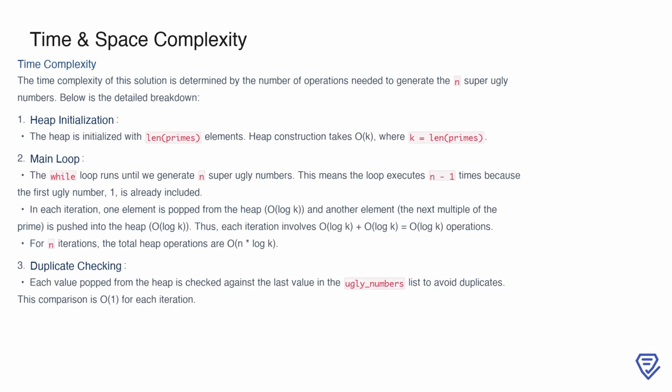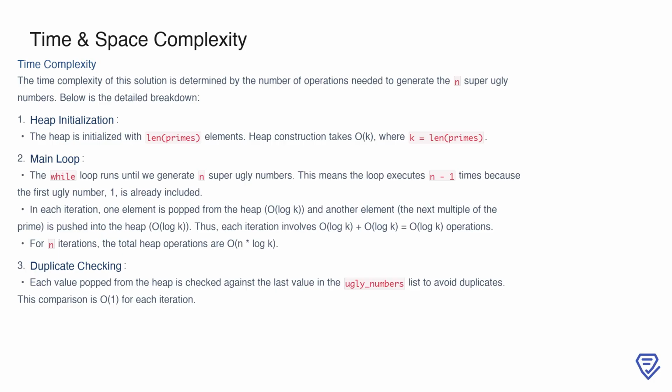To understand the time complexity of our solution, we need to break it down into its components. First, the heap initialization involves adding len(primes) elements to the heap. Constructing a heap of size k takes O(k), where k is the number of primes. Next, the main loop runs n-1 times because we start with the first super ugly number, which is always 1. During each iteration, the smallest element is removed from the heap, which is an O(log k) operation, and a new element representing the next multiple of a prime is added to the heap, which is also O(log k). Together, each iteration takes O(log k) plus O(log k), or simply O(log k).